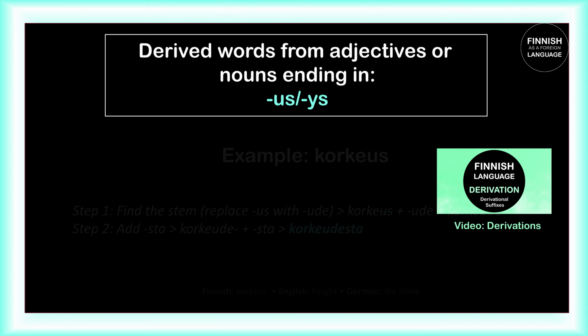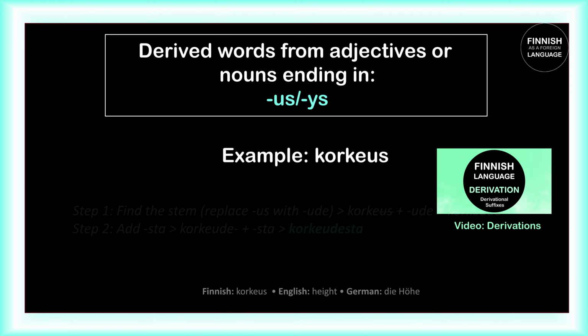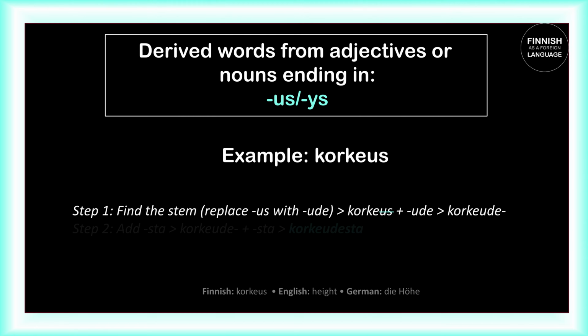By the way, if you don't know what derived words are, I made a full video about this topic. You can watch it after this video. For example, korkeus means height. In the first step, again, we have to find the stem, which we get when we replace us with uda. So that means korkeus changes to korkeude. Then in the second step we add sta to it. So we have korkeude plus sta is korkeudesta, meaning out of the height.